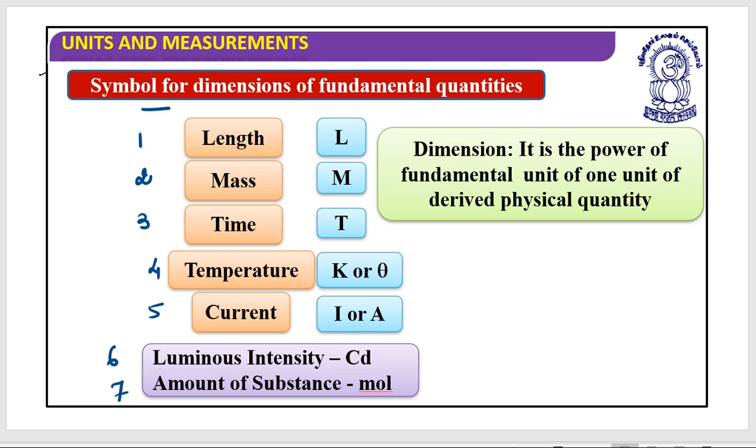Let us suppose for length it is capital L, for mass it is capital M, for time it is T, for temperature it is Kelvin, so we have represented it as K. At times you will observe that certain books use theta, so you can use either K or theta, but K is more preferred. For current, generally I, or sometimes A. Luminous intensity is CD, and amount of substance is mole.